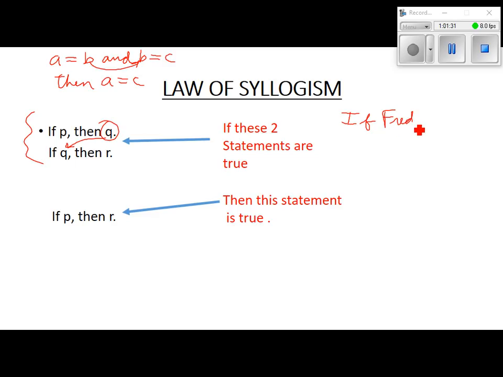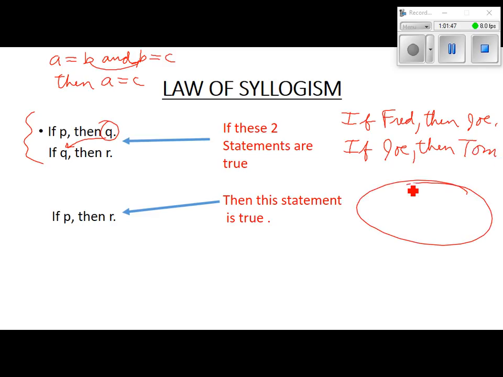So if I say this, if Fred, then Joe, that's my first statement. If Joe, then Tom, that's my second statement. What's the conclusion that we can draw using the law of syllogism? If Fred, then Tom. But notice, Joe had to be there.